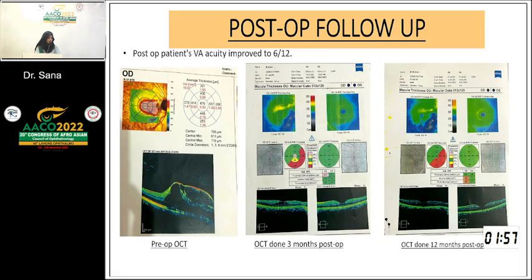So we followed up this patient after 3 months and 1 month after 1 year, and these are the OCT scans which were done at these follow-up visits. So as you can see, this is the pre-operative OCT scan, and this is the OCT scan which was done after 1 year, and there is marked improvement in the macular edema, and the visual acuity of the patient improved from counting fingers pre-operatively to 6/12 post-operatively.